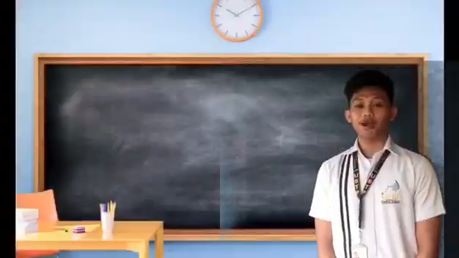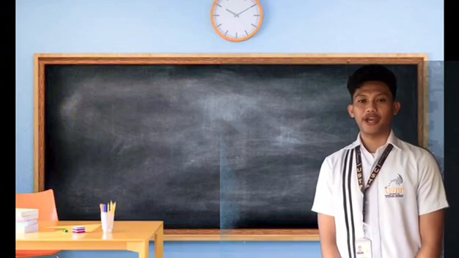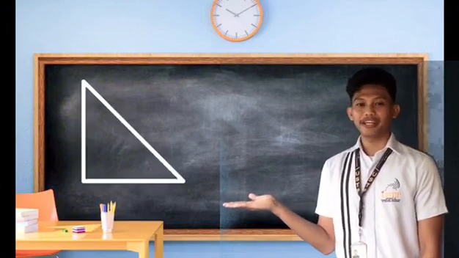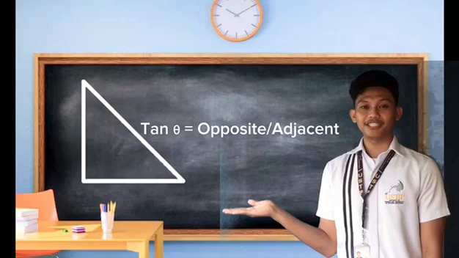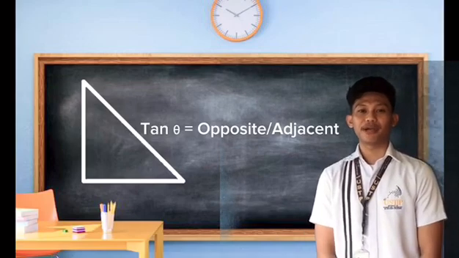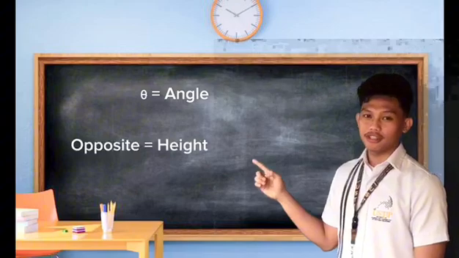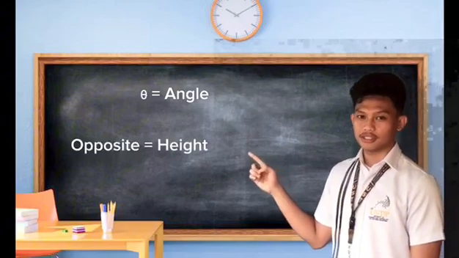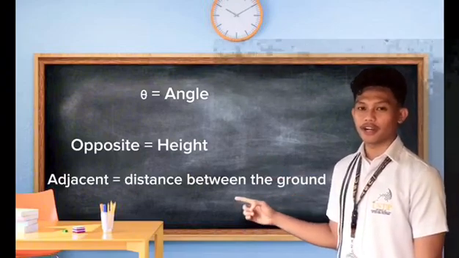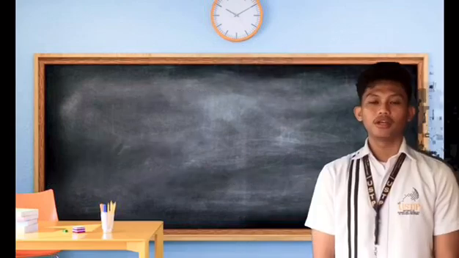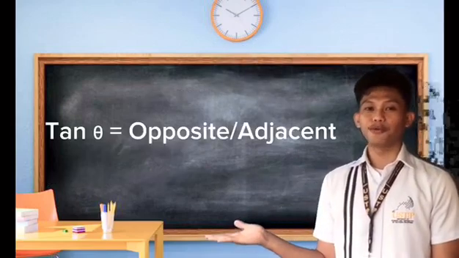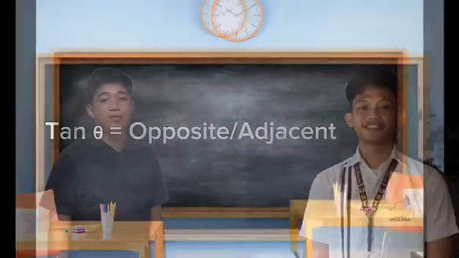To solve this angle problem, we use a special kind of triangle. Say hello to the right triangle, and it brings with it a magic formula from trigonometry. Theta is your angle. Opposite is how high or low something is. And adjacent is how far across the ground. If you can remember this one formula, you're good to go.